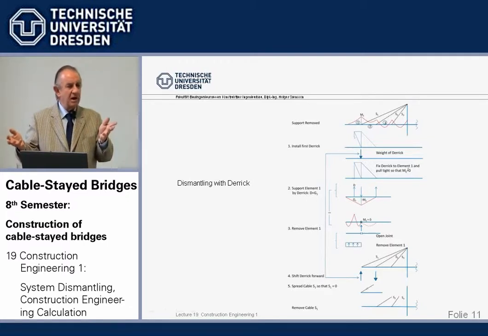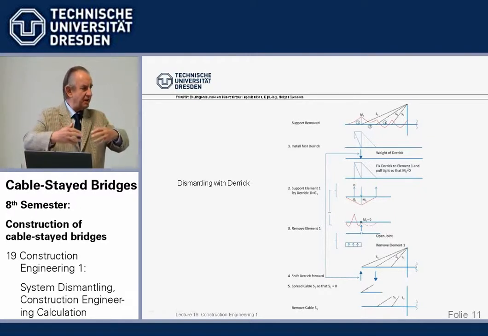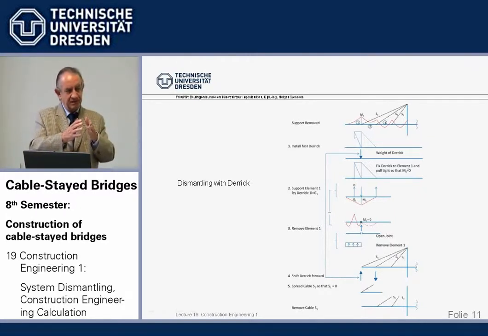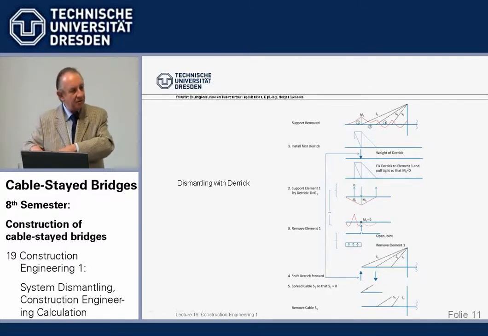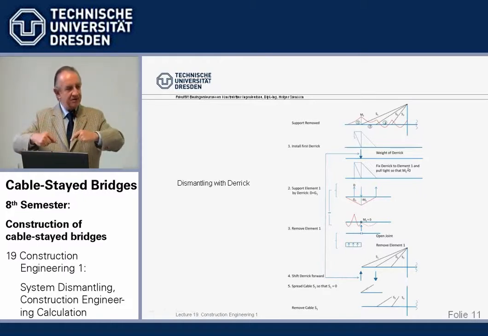Simple. Okay, what does that mean, thinking backwards? At the end of construction, when on site I remove the derrick, I have to install the derrick. And then, with the help of the derrick, I remove the first element, move the derrick backwards, next element, cables, move backwards, until I come to the beginning of erection, where I take the derrick off the beam. Just the other way around, calculation-wise, than on site.